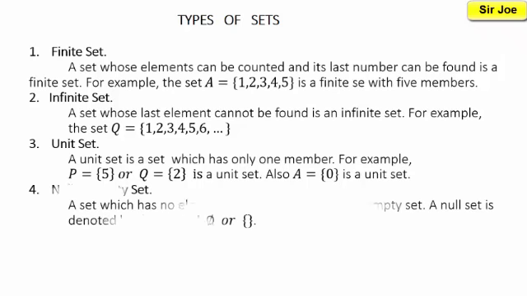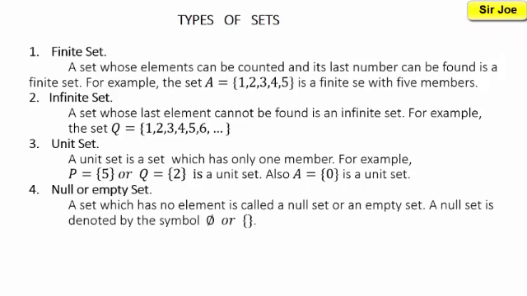Now let's go to the fourth one, the null or empty set. A set which has no element is called a null or empty set. A null set is denoted by this symbol or that: a circle with a diagonal through it, or an empty curly bracket. That's what is termed the null set. It's any set without any element in it. So there is no element in that set, then that set becomes a null or empty set.